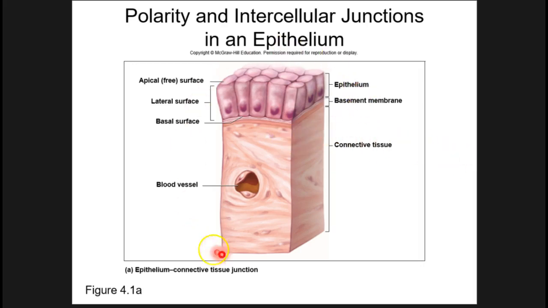So here's the general structure. We're going to have general tissue down here. We're going to have a basement membrane separating the epithelium from the general tissue. This will probably be connective tissue down here, statistically. And then we're going to have our basal and apical surfaces and lateral surfaces connecting adjacent cells.